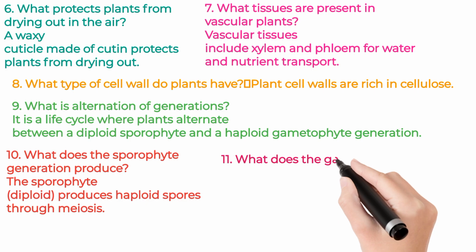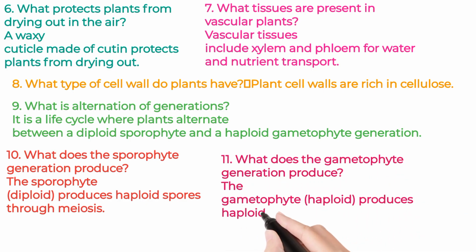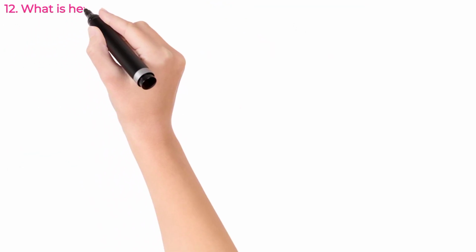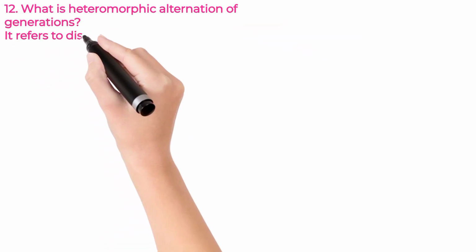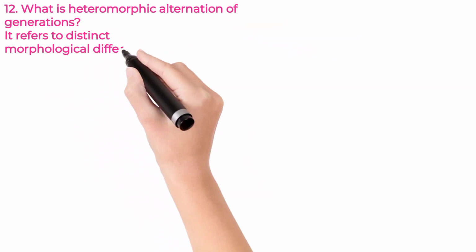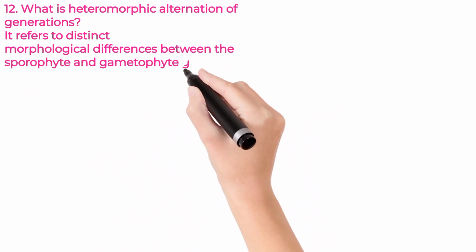11. What does the gametophyte generation produce? The gametophyte, haploid, produces haploid gametes through mitosis. 12. What is heteromorphic alternation of generations? It refers to distinct morphological differences between the sporophyte and gametophyte generations.